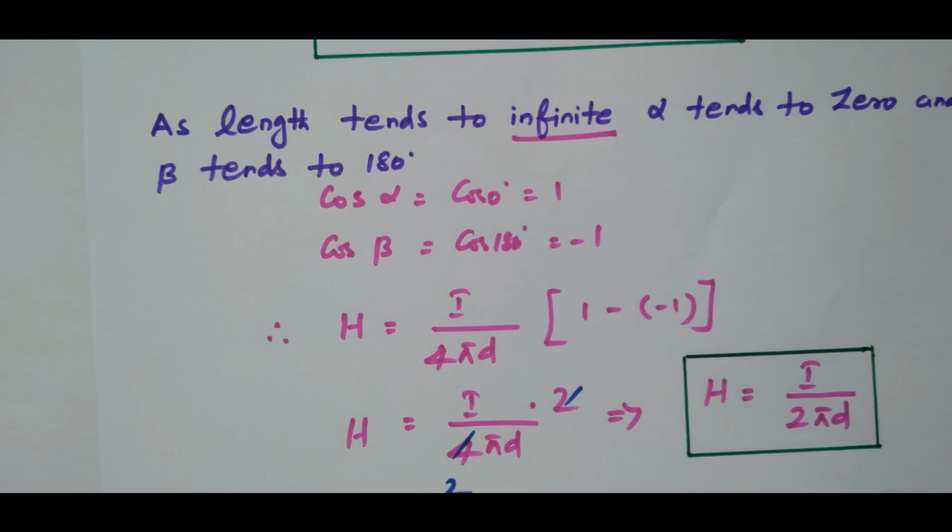I divided by 2 pi d. So in this video we discussed the magnetic field intensity due to a finite conductor. We got the expression for that, and we have one special condition, when the length is infinite. What is the expression for magnetic field intensity? Thank you.